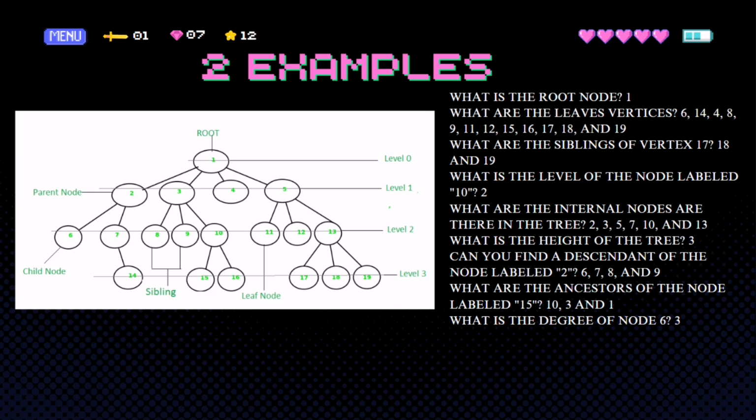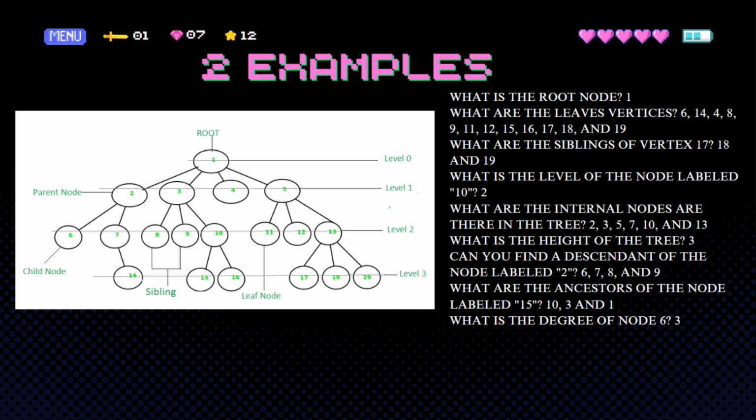Since mag-start tayo ng bilang sa 0 and may apat silang level dito, so mag-start tayo sa 0, 1, 2, and 3. Kaya tinawag na height ng tree is number 3. The next question is, can you find descendants of the node labeled 2? So the descendants of the node labeled 2 are 6, 7, 8, and 9.